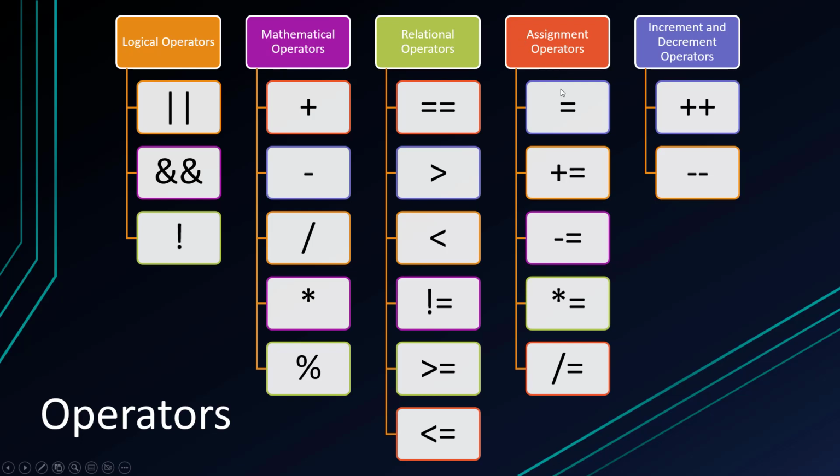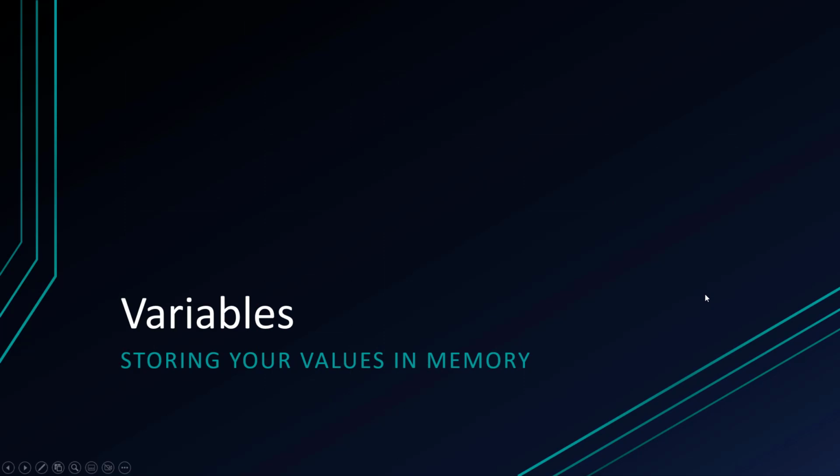Assignment operators are when I'm assigning a value to something. So equal obviously sets the value of whatever's on the left to whatever's on the right. Plus equals adds whatever is on the left to whatever's on the right. Minus equals is the same as plus equals, except with a subtraction. Times equals, divide equals, same concept. Multiplying the thing on the left by the thing on the right and setting the value of the thing on the left to whatever the result is. And then the increment and decrement operators add 1 to something, subtract 1 to something. That's all that means. So there's all the main operators.